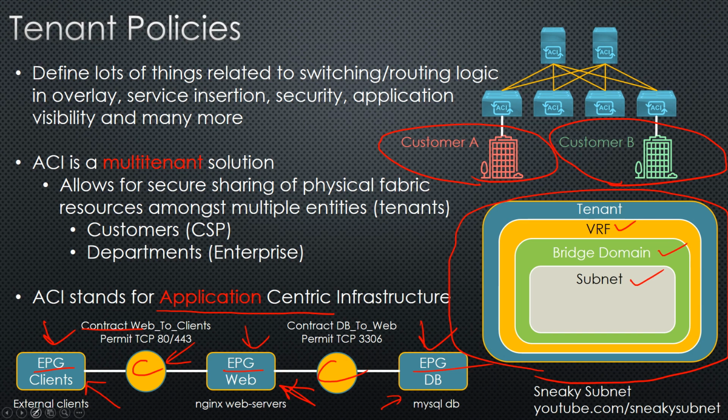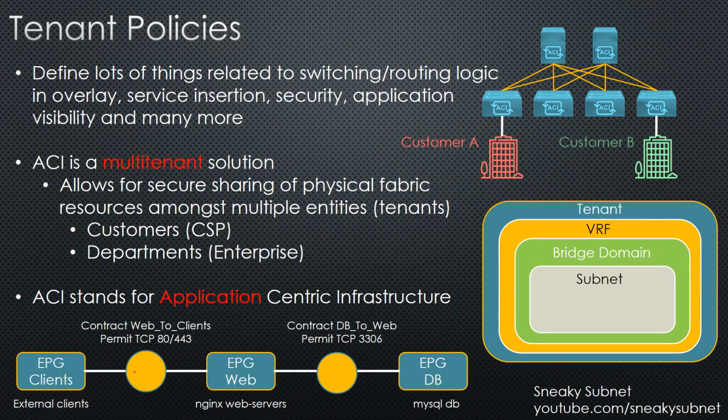Let me clear that. So we have a contract between EPG clients and EPG web, and this contract defines which communication is allowed between those EPGs. And the same story here, we have another contract between EPG web and EPG database, and basically it defines which traffic is allowed between web servers and MySQL database servers. Other elements like L3 outs and service graphs we will touch later.